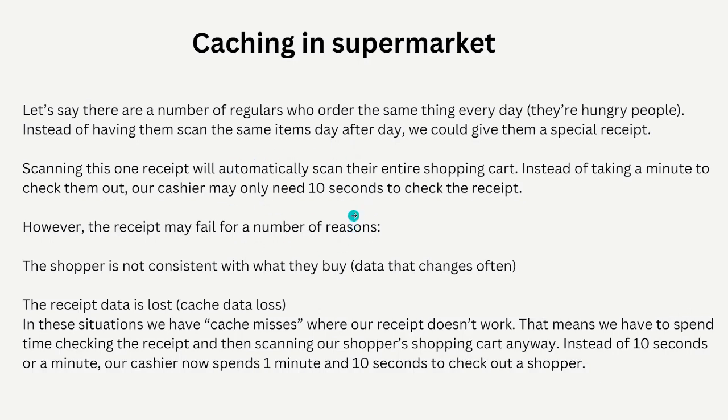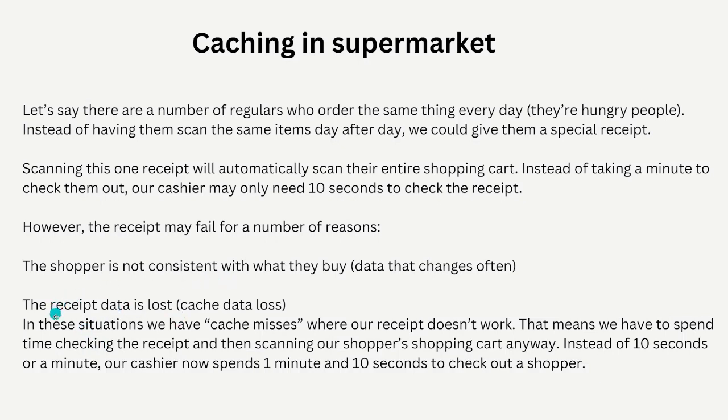But this system can fail for a number of reasons. The shopper is not consistent with what they buy. So let's say they usually buy bread and butter, but what if they decide to add another item? In that case, our system fails. Whenever the customer hands over the receipt, it will take 10 seconds for the cashier to process it. But after seeing the receipt, he got to know that he is not going to purchase only bread and butter. He wants other items as well. Now, those 10 seconds are already wasted, and the cashier will have to spend 1 minute more on that customer. So because of that, it took 1 minute and 10 seconds per customer. So that increased the time.